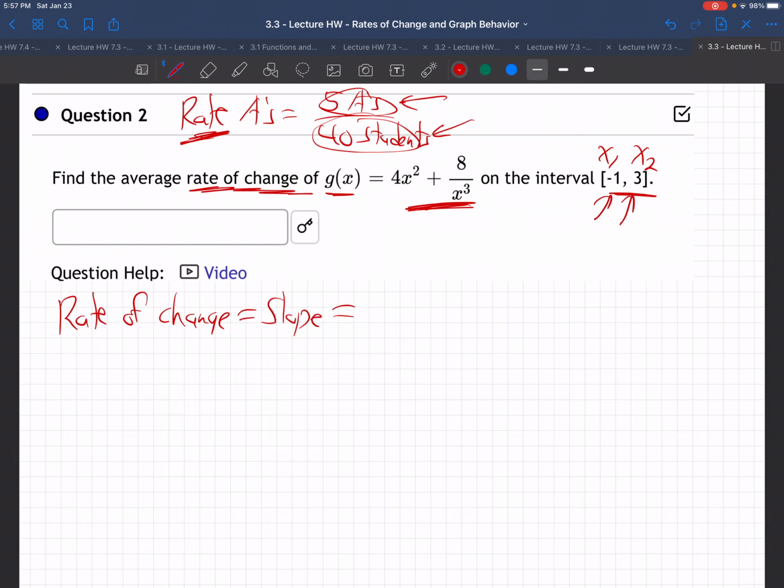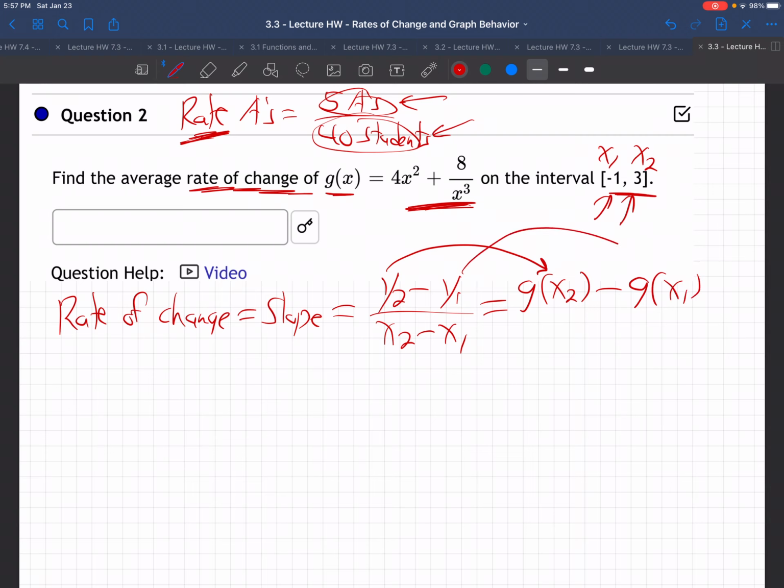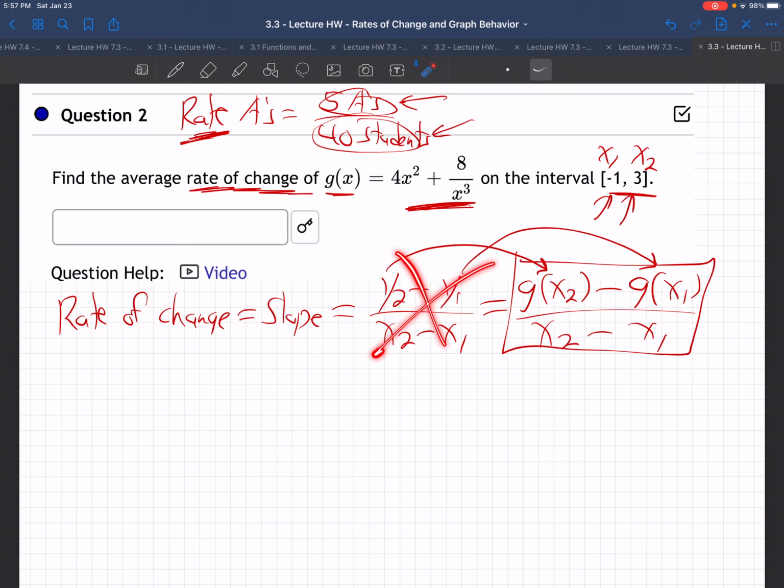And what is slope? If you remember from your algebra days, slope is y2 minus y1 over x2 minus x1. You remember that slope formula? Anyway, you don't have to use that, because what are the y values? y2 is g of x2, and y1 is g of x1, over x2 minus x1. This is really what we're going to use. If this doesn't make sense, you can forget it, but I thought it might help. It's the same slope formula we used back in algebra. Instead of calling it y2, we're using g, because we're using a function.